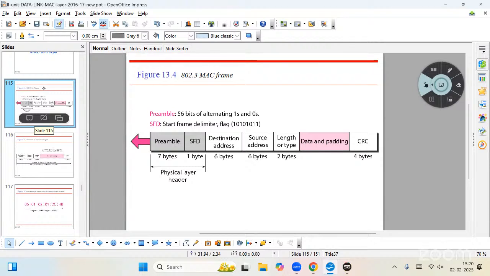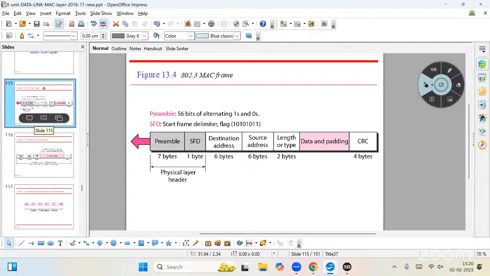Explain about controlled access: reservation, polling, token passing. Or one more question is like this: Ethernet. Questions will be asked on Ethernet. They may ask what is Ethernet, or directly ask for 2 marks or 7 marks what is Fast Ethernet, what is Giga Ethernet.